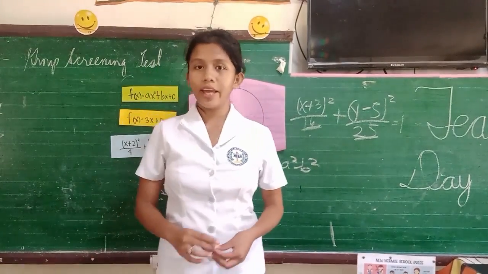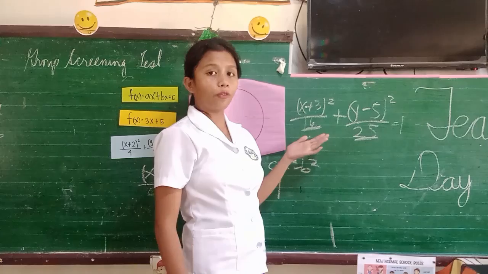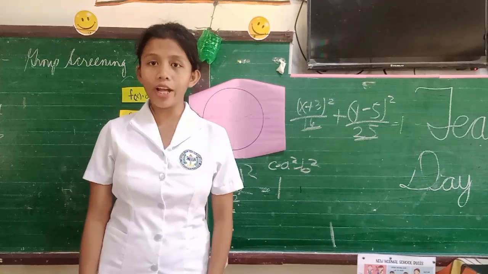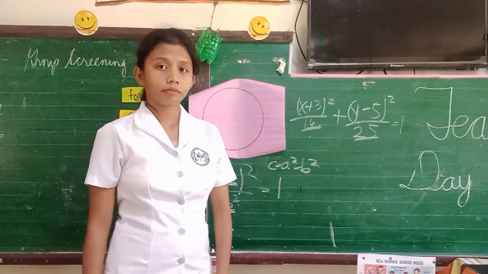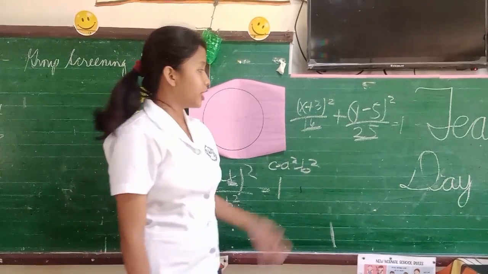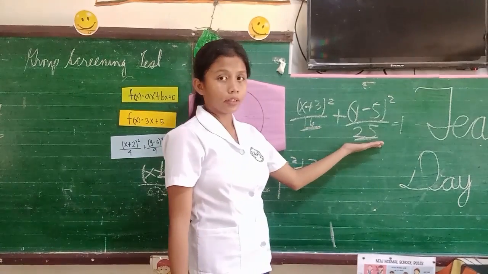Anyone? Yes, you are correct. It is b equals 4 and a equals 5. Paano siya naging 4 and 5? We square root the value of b squared and a squared. Kaya siya naging 4 at naging 5.